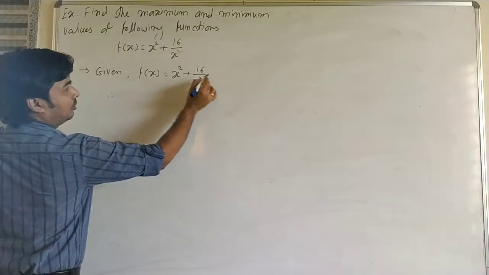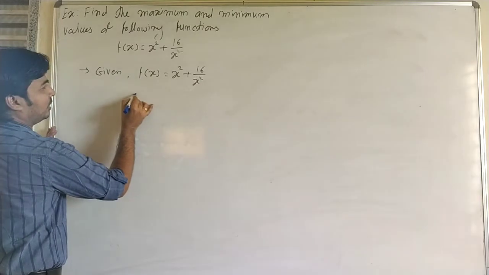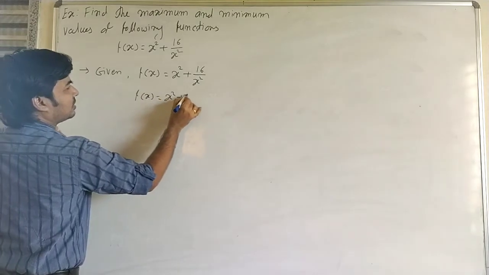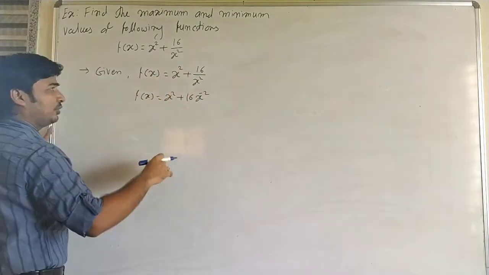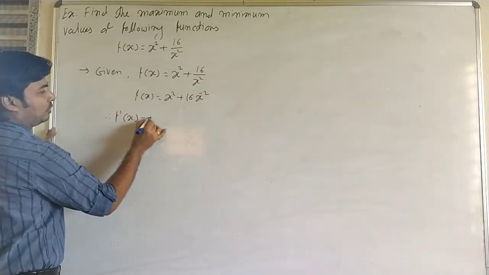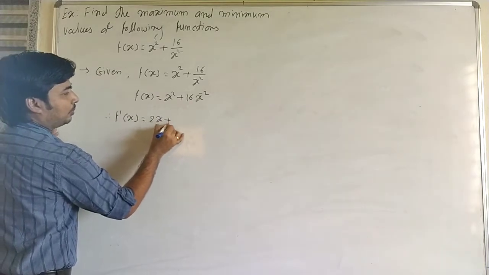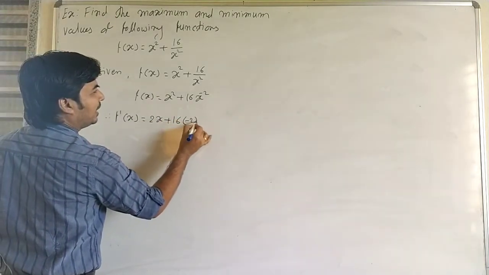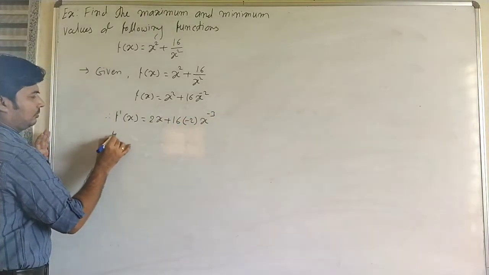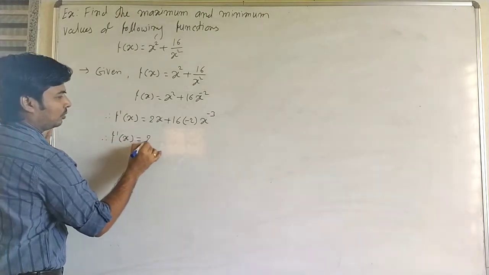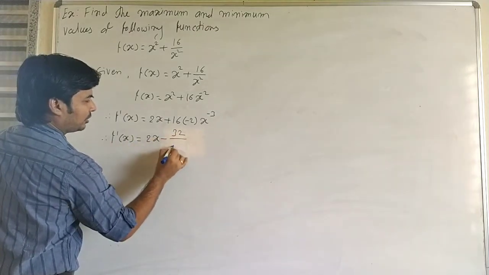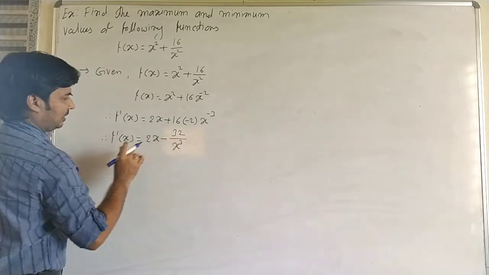Therefore, for the derivative, f of x is equal to x square plus 16 into x to the power minus 2. Therefore, f dash of x is equal to 2x plus 16 into minus 2x to the power minus 3. Therefore, f dash of x is equal to 2x minus 32 upon x cube. Okay, it is f dash of x.